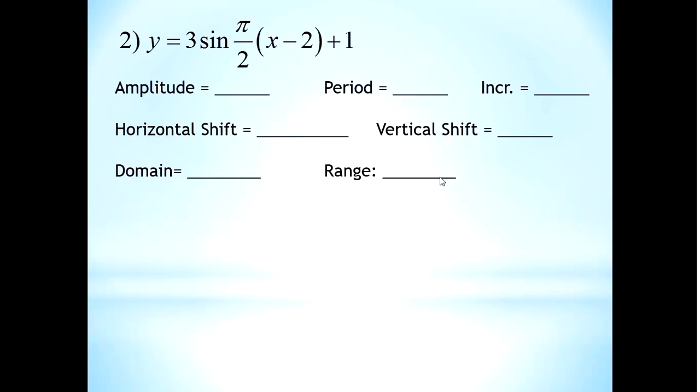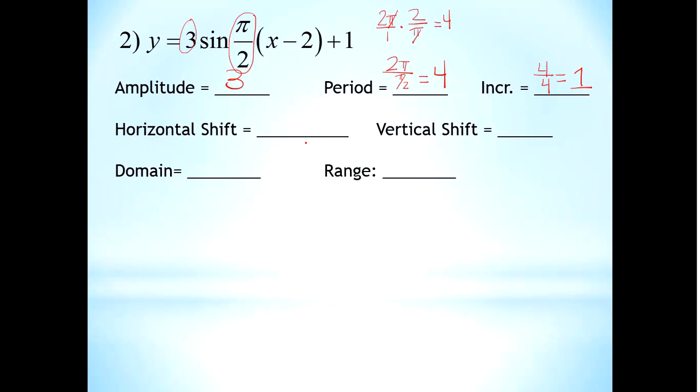Let's try one more. So my amplitude, first thing, is 3. Notice it's not a flipped function because we do not have a negative. My period will be 2 pi divided by this b value, which is right there, so pi over 2. Now, 2 pi divided by pi over 2, that is technically 2 pi over 1 times 2 over pi. Because remember, if you divide by a fraction, you multiply by its reciprocal. So our pi's are going to cancel off, and we're going to be left with just 4. So my increment then would be my period over 4, which is just 1.